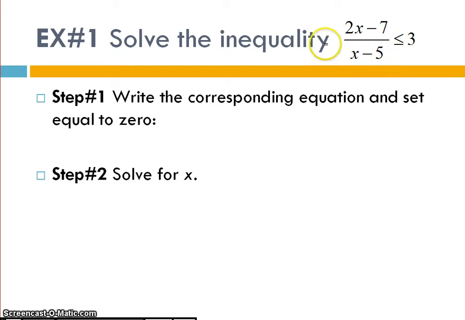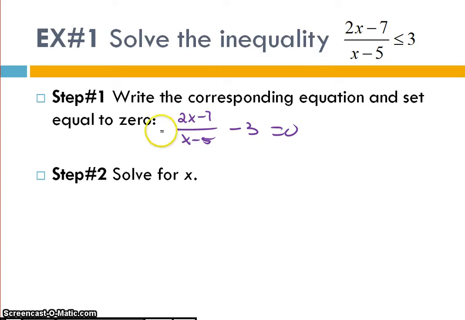So what we're going to do is solve this algebraically. We're going to write the corresponding equation and set it equal to 0. So we have (2x minus 7) over (x minus 5) minus 3 equals 0, if I bring the 3 to the other side and change it to an equal sign. And I'm going to solve for x.